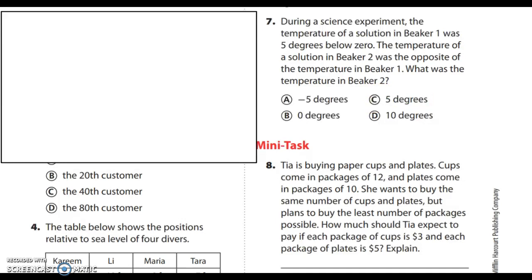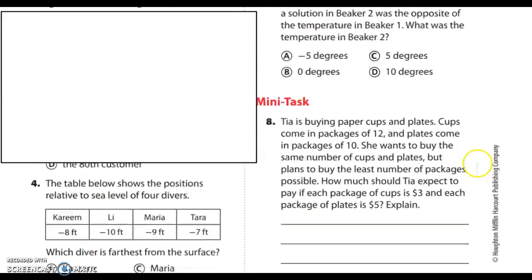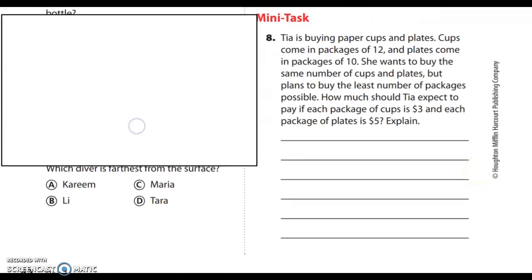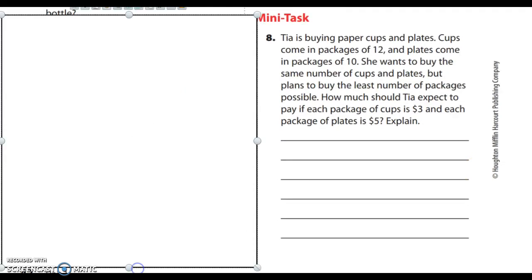All right, number 8 is a mini task. This is multi-step. It's not terrible, but it is kind of tricky. Let's check it out. Number 8 says Tia is buying paper cups and plates. Cups come in packages of 12 and plates come in packages of 10. She wants to buy the same number of cups and plates, but plans to buy the least number of packages. So this is an LCM problem of 10 and 12.